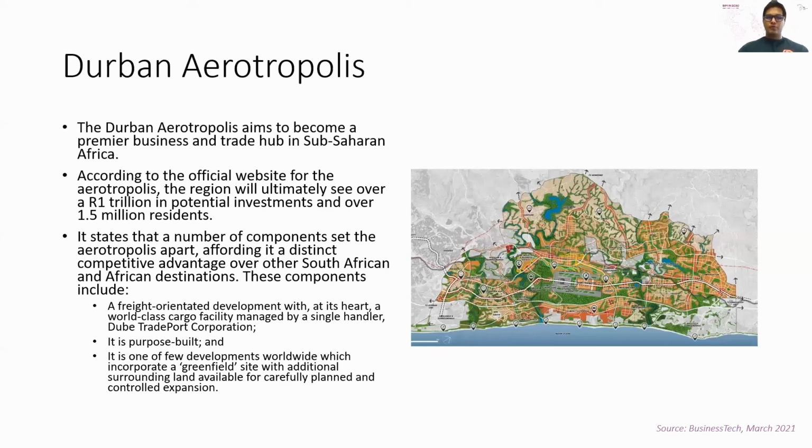So it says that a number of components set the Aerotropolis apart, because if you want to become a premium business and trade hub type of environment in sub-Saharan Africa, you've got to have things that set you apart, affording it a distinct competitive advantage over other South African and African destinations. So what are these components? The first one is a freight-orientated development with, at its heart, a world-class cargo facility managed by a single handler, Dubai Trade Road Corporation.